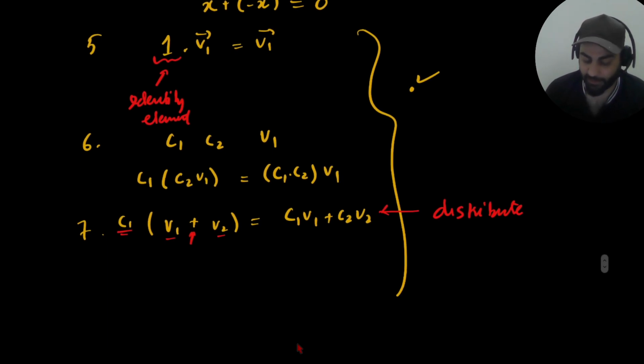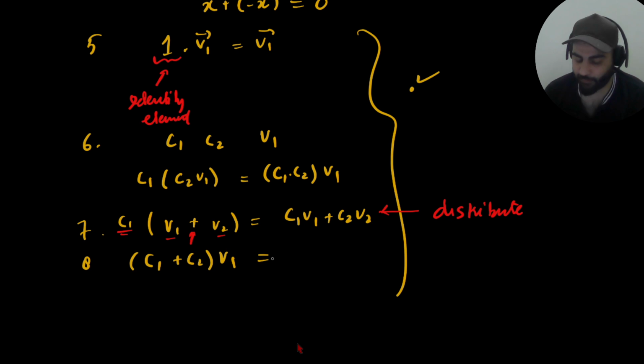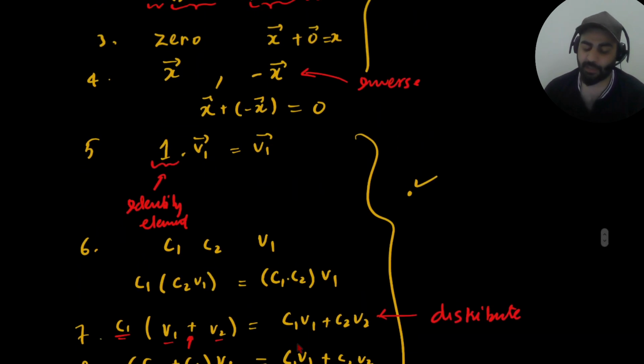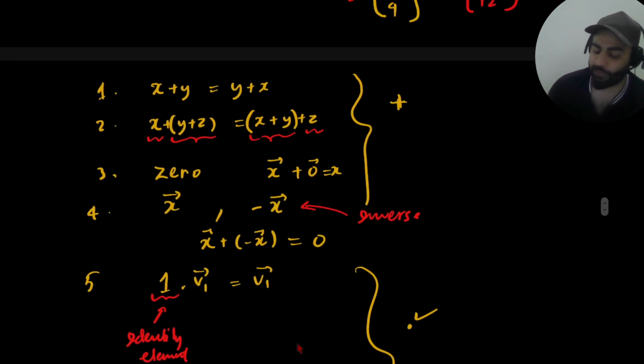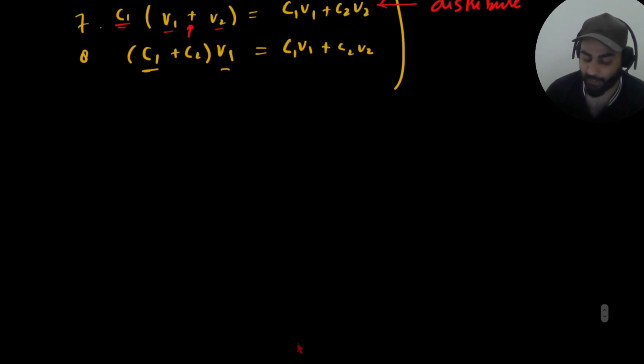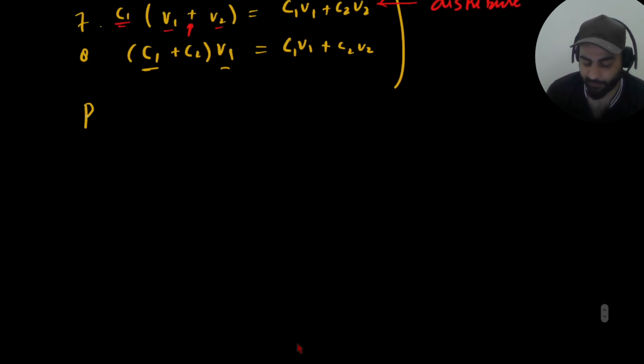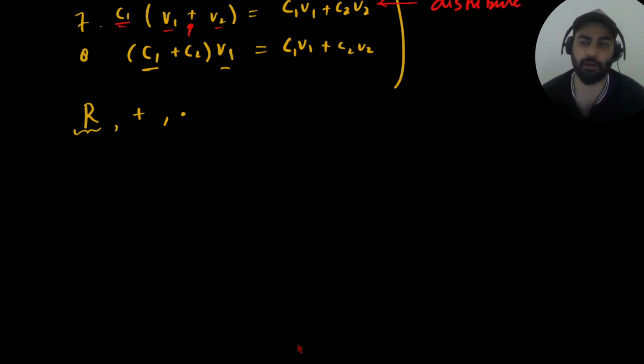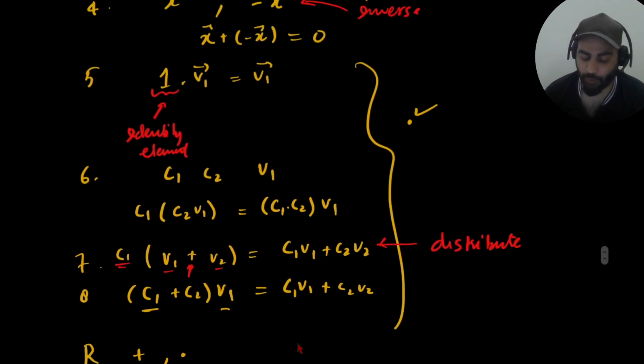Then the similar thing, if we have two constants, c1 plus c2, and a vector v1, this should be equal to c1 multiplied by v1 plus c2 multiplied by v1. So these are the properties that should be followed when we define a vector space. Again, to reiterate, we have a field of real numbers, so this is R. Then we have two operations: vector addition, and vector scalar multiplication. For each of these operations, there are some properties that must be followed.